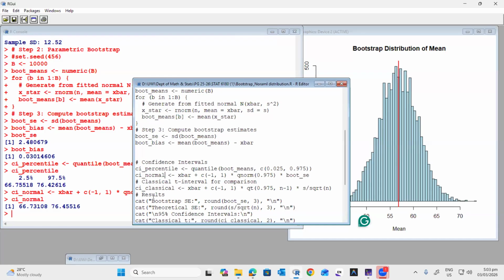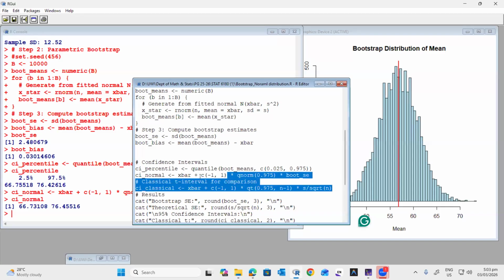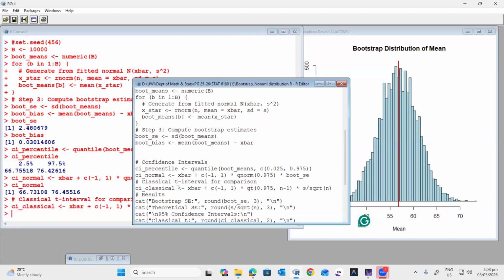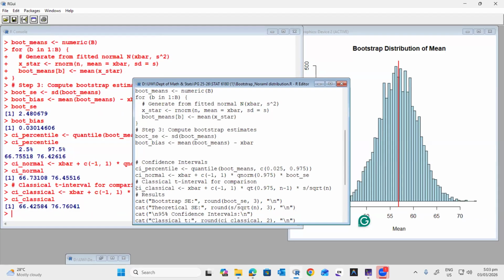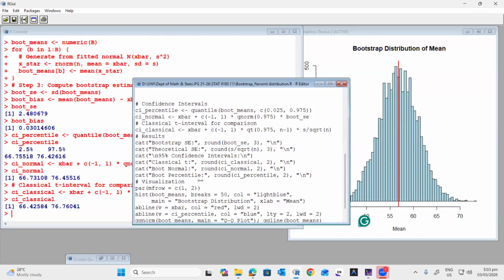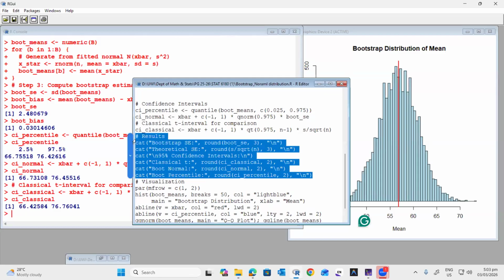And there is a classical t interval for comparison, that classical one we computed earlier. All right, from the t distribution, it is 66.42 and 76.76. So if you just see the limits, the confidence interval limits are quite similar under all three methods. All right, so these are our results.